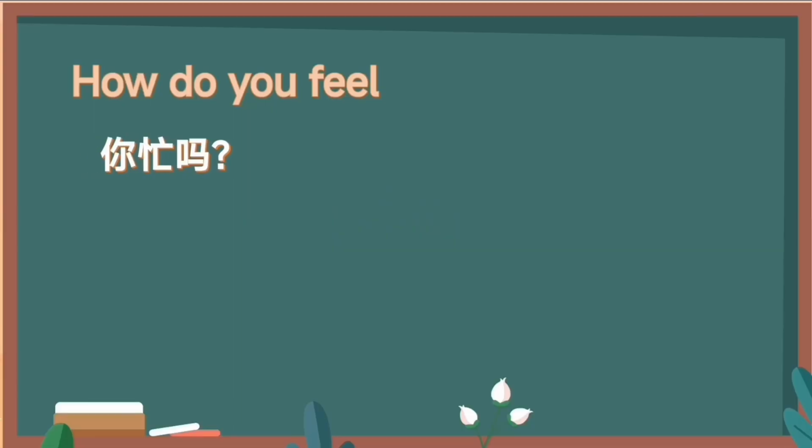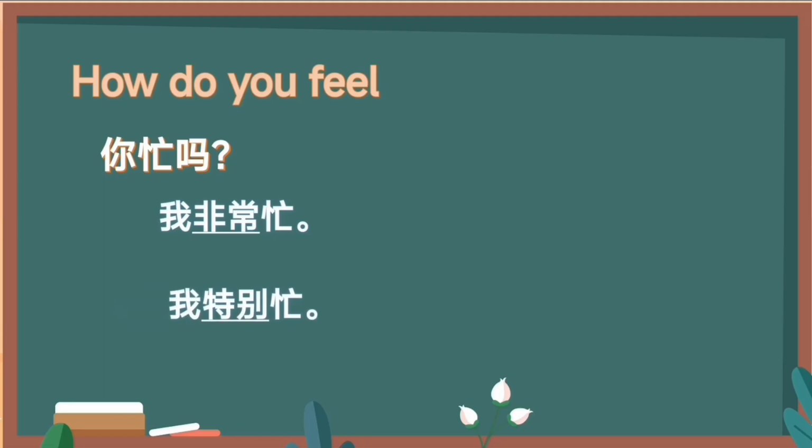Besides the character 很, we have some other adverbs of degree before the adjectives. For example, when answering the question 你忙吗? we can say 我非常忙. I'm really busy indeed. 我特别忙. I'm extraordinarily busy. 我太忙了. I'm too busy.